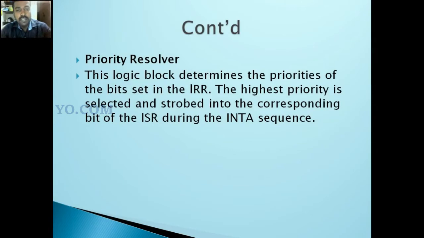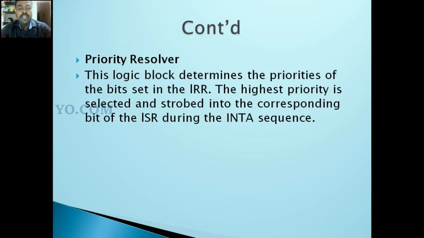Next one is the priority resolver. This logic block determines the priorities of the bits set in the interrupt request register. The highest priority is selected and strobed into the corresponding bit of the in service register during the INTA sequence. Actually, this block is to find the priority levels. The highest priority is selected and strobed into the corresponding bit of the in service register. So in the in service register, the highest priority bits are given.